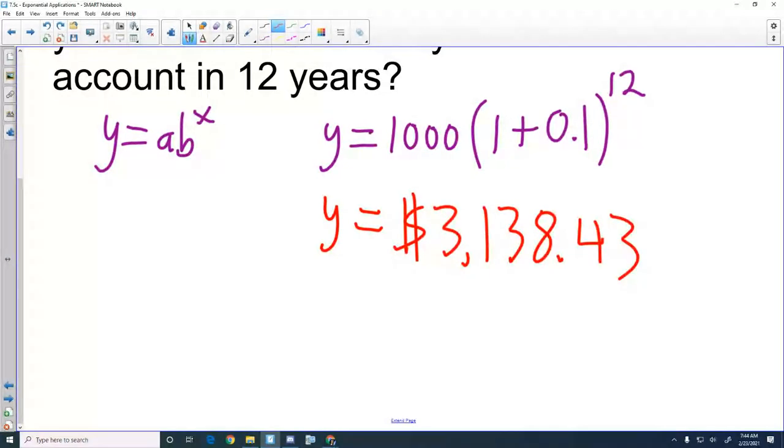Anybody else get 3,138? Nice. So I'm getting this 10% every year over 12 years, and I'm adding it to what was in there originally.